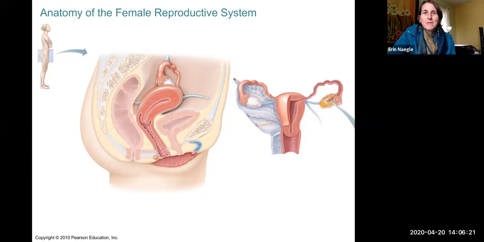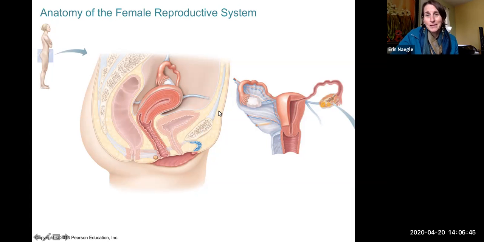Welcome to our female reproductive system lecture. We're going to talk about different organs and structures and tissues found within the female reproductive system, how they relate to each other, and their functions. So let's walk through the two images, the primary images from your textbook, identify some of the major organs, and then we'll walk through them in more detail.